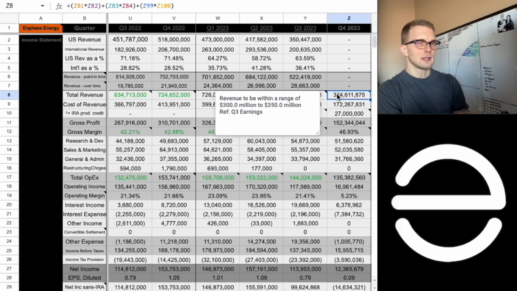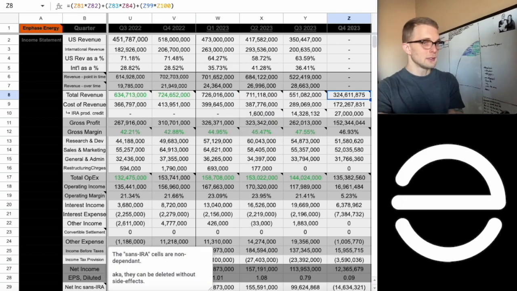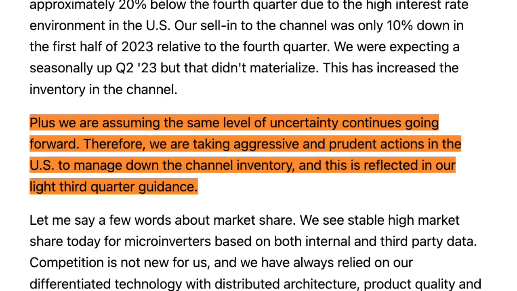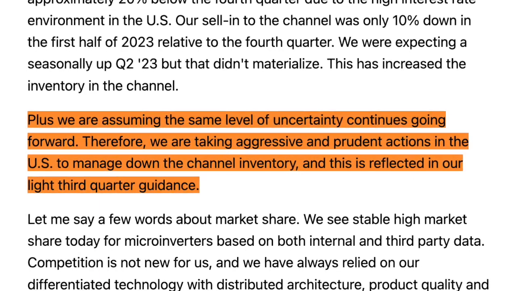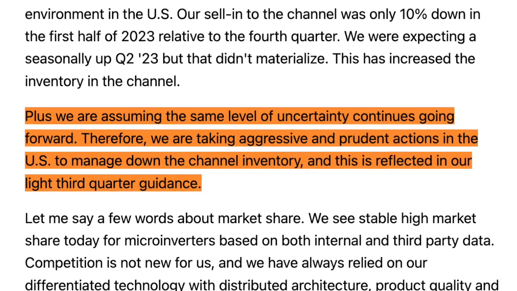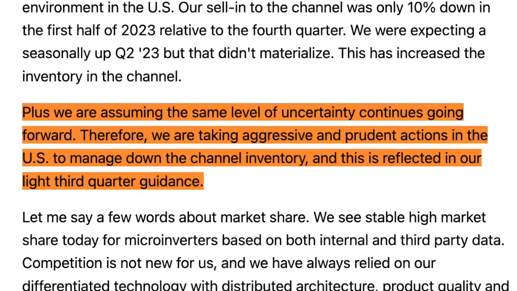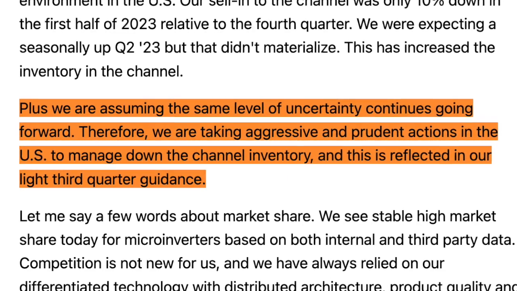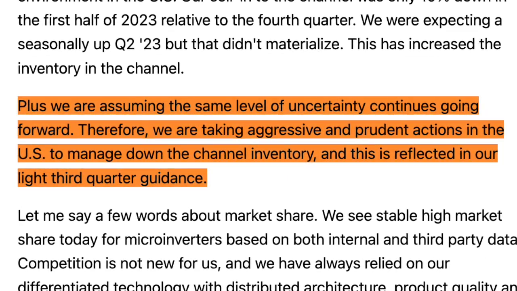I mean, it was surprising. I don't know how else to say it. It was surprising. And I think the reason it felt like a bit of a rug pull is, this is from the Q2 call in reference to the upcoming third quarter guidance. They mentioned, we are assuming the same level of uncertainty continues going forward. Therefore, we are taking aggressive and prudent actions in the US to manage down the channel inventory and this is reflected in our light third quarter guidance.